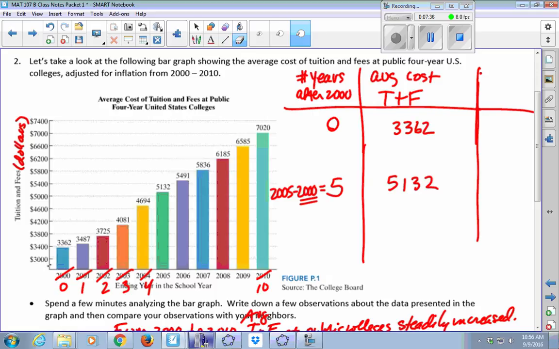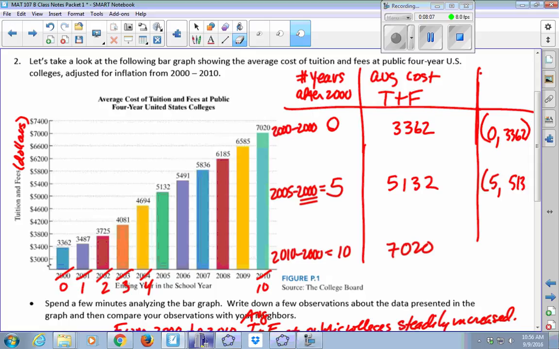This is our base year. That gives me the number 5. And here we have 2000, take away 2000. So for the year 2010, we'd have 2010, take away 2000, gives me 10. And that's $7,020. So for this to be linear, I can pick any 2 points on that graph. So this first point could be the ordered pair 0, 3,362. And for this second point here, 5, then 5,132.